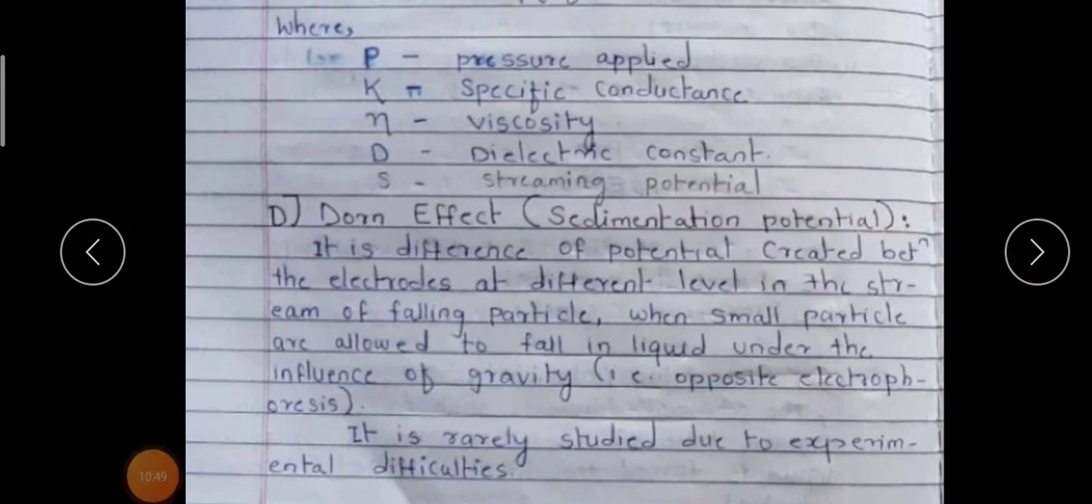Okay. What is the Dorn effect? This is the sedimentation potential. The streaming potential is the exact reverse of electroosmosis, whereas this is the exact opposite of electrophoresis. It is the difference of potential created between the electrodes at a different level in the stream of falling particles when small particles are allowed to fall in liquid under the influence of gravity. Very simple definition. You have to remember this definition only.